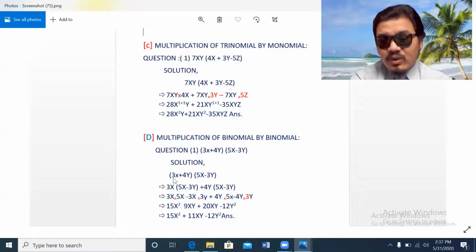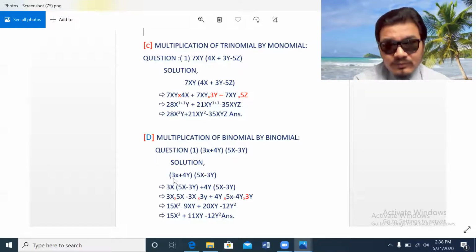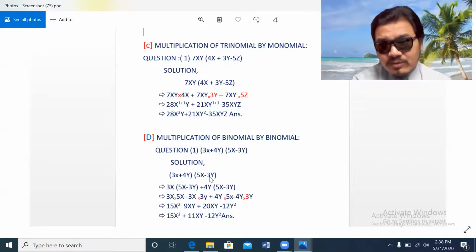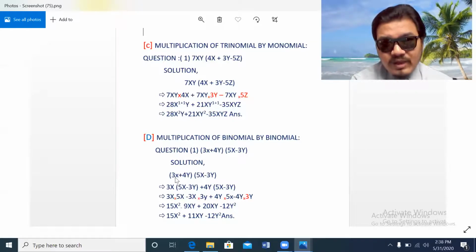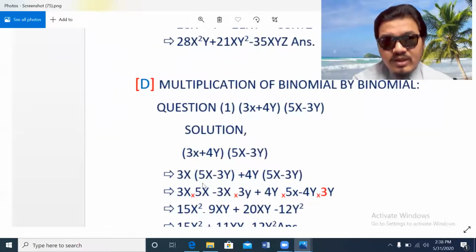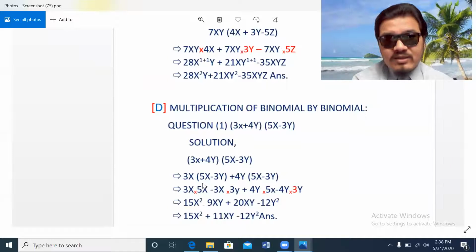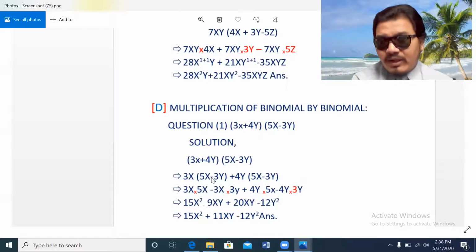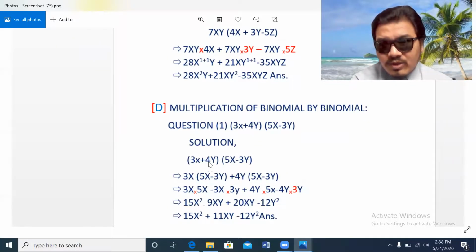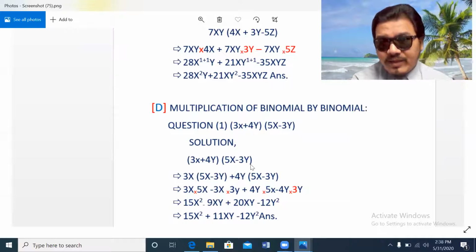Now look here, what should be followed. What should be done in this multiplication, please watch carefully, listen carefully. Here there are two terms, here are also two terms. In this multiplication, first of all, this 3x will multiply with this 5x minus 3y. It is written here, 3x is multiplied with 5x minus 3y. And again, this plus 4y also multiplies with 5x minus 3y. It is shown here.